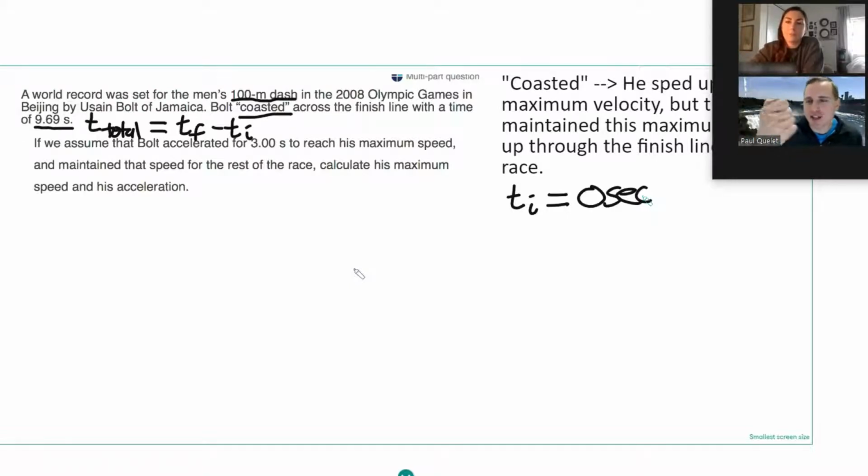Now, in the old days, they used actual stopwatches. Nowadays, it's electronic, right? It's very precise, up to, pretty incredible, hundredths of a second. But anyway, you get the idea.